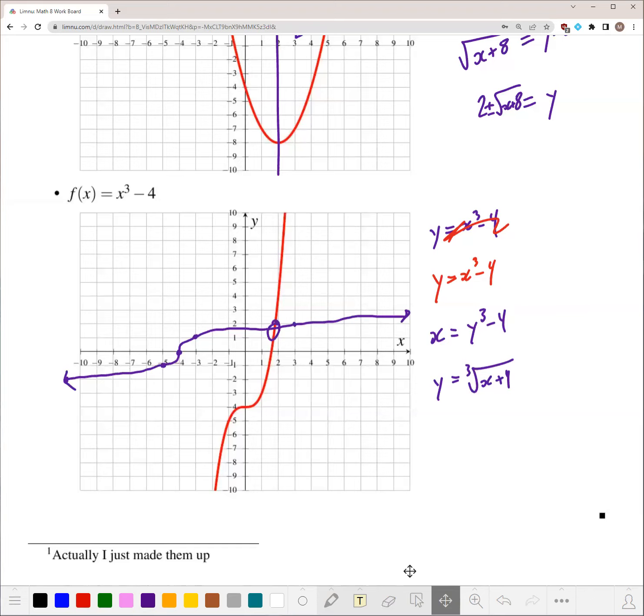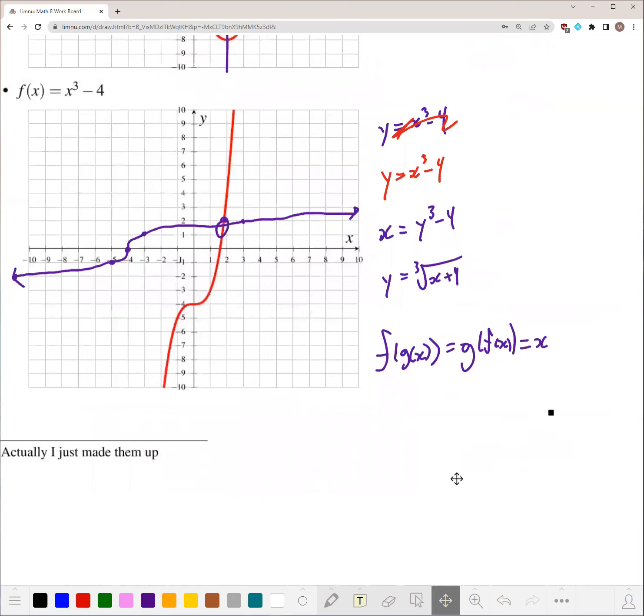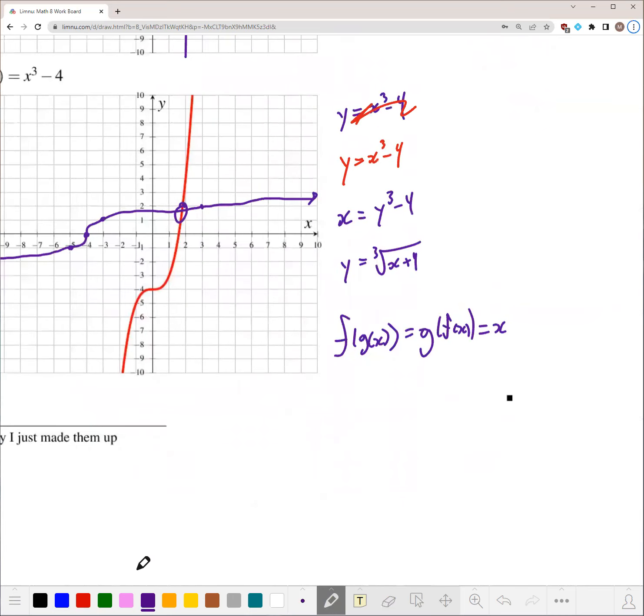One other really cool thing is that with an inversion, you can tell these two functions are inverses of each other, because if you have f of g of x and you have g of f of x, they're going to equal the same thing. And that's always going to equal x. And I guess I'll prove that to you now because I've gone ahead and done it. So let's call red f of x and purple g of x.